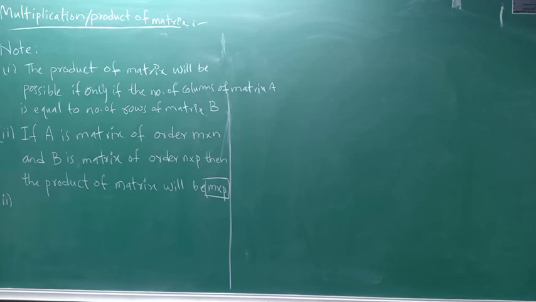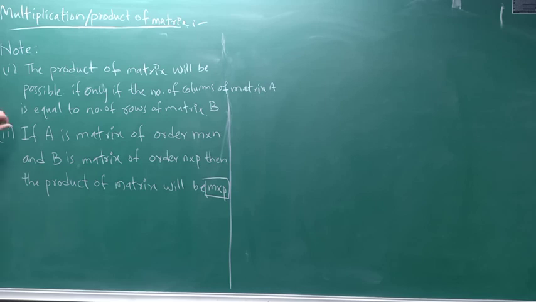Okay, it is not a commutative property. Okay, we will see in next time. So keep these two things in mind. The first thing is the product of matrix will be possible if and only if the number of columns of matrix A is equal to the number of rows of matrix B.